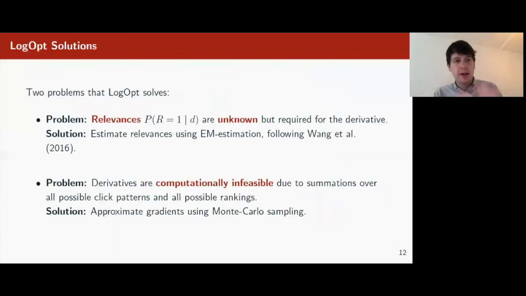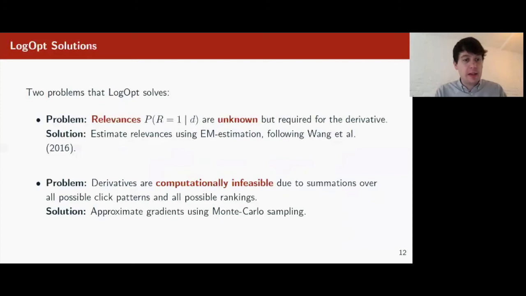There are two problems here. We need to know the relevances and also the examination probabilities to calculate this gradient, and they're unknown, but there are methods for estimating them. So we use expectation maximization. Estimating these values is good enough to update the logging policy, and you can still get unbiased estimates.